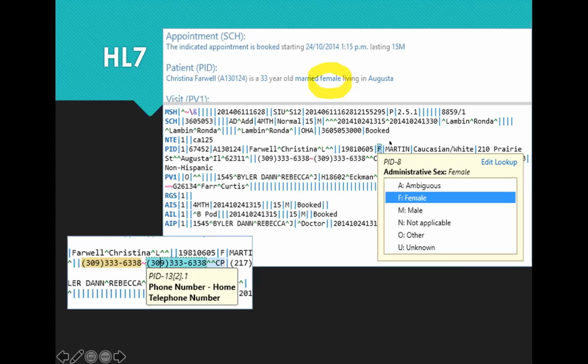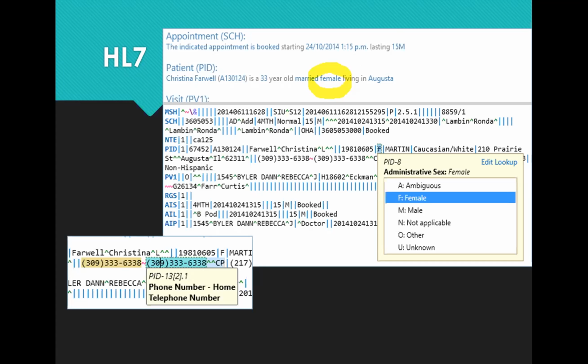So each one of these segments has a particular requirement for that standard. So when it goes from one system to the next, it knows how to file it, okay? And here's another example for this phone number for this patient, right? It's in this PID 13.2.1, okay? So just giving an example of what that message looks like.